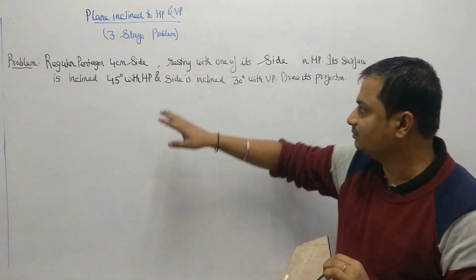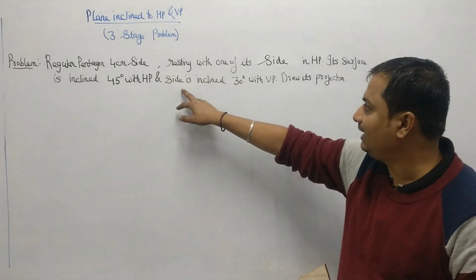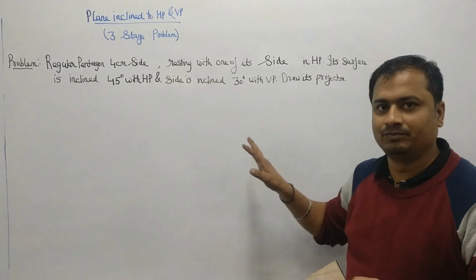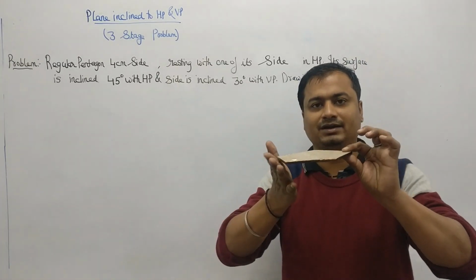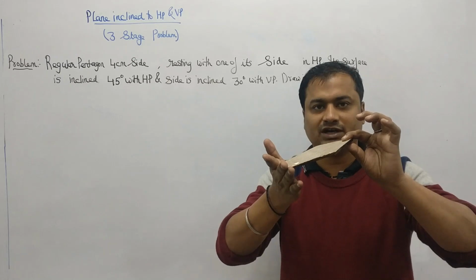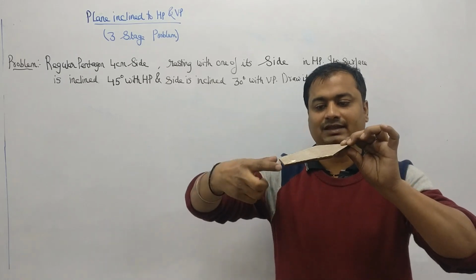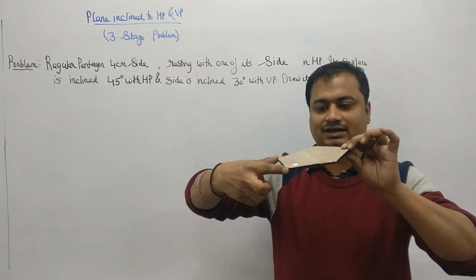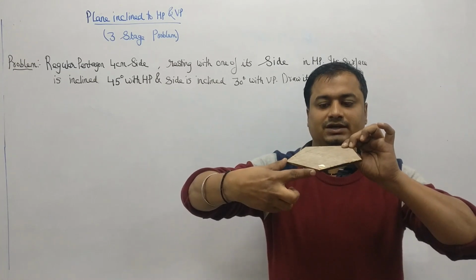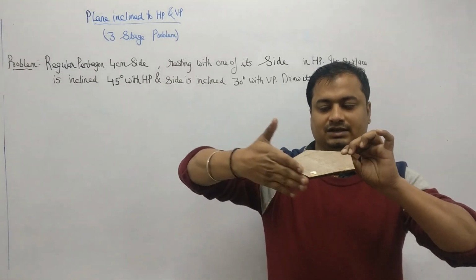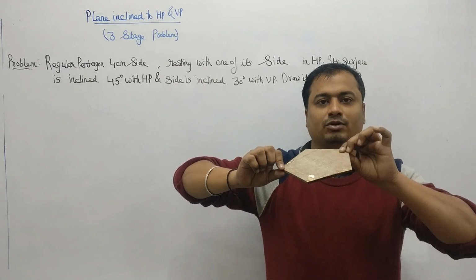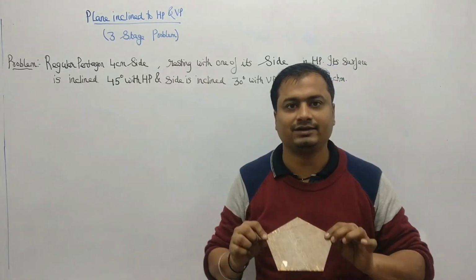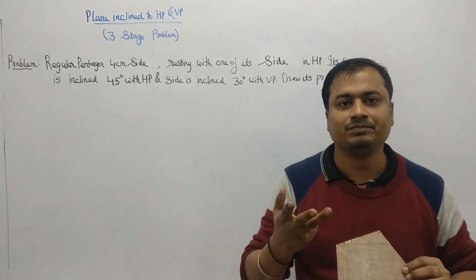One more line is added here: the side is inclined 30 degrees with the VP. So for the same regular pentagon, the surface is inclined with 45 degrees, and again this side is inclined at 30 degrees with the VP. So this is the problem. As I have told you, this problem is going to be solved in three steps.